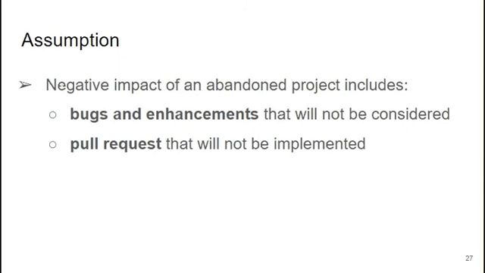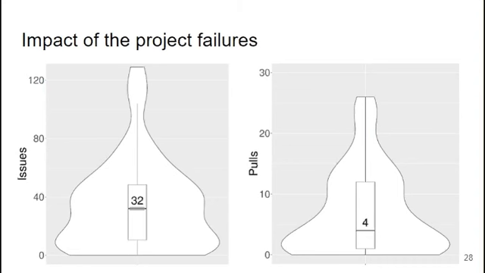So basically, the design of this third research question assumes that the negative impact of an abandoned project includes bugs and enhancements that will not be considered and pull requests that will not be implemented. So this graphic shows the distributions for the opened issues and pull requests. For the opened issues, the median measure is 32, and for the opened pull requests, the median measure is 4.